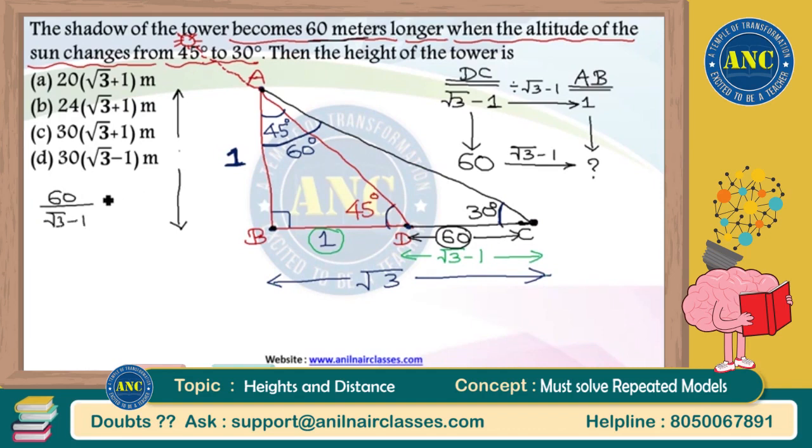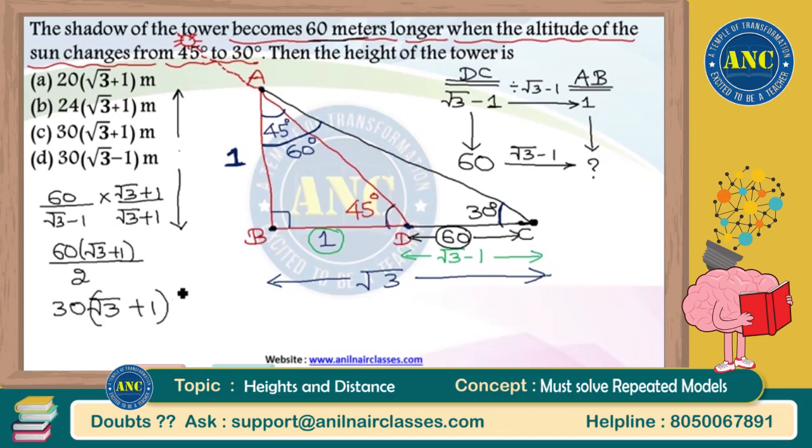But I do not like to keep the root 3 in the denominator. Rationalize and simplify, and you will get the answer. Denominator is a minus b into a plus b. It is 3 minus 1. Eventually it becomes 2. 60 into root 3 plus 1 divided by 2. Finally your answer will become 30 times root 3 plus 1. I believe that it is very, very clear for you, sir.